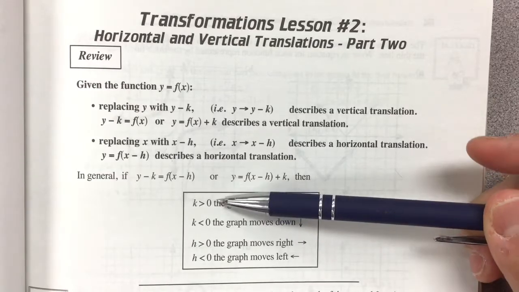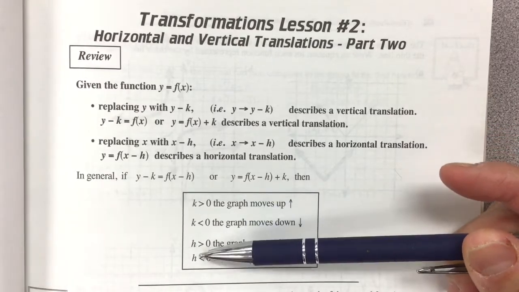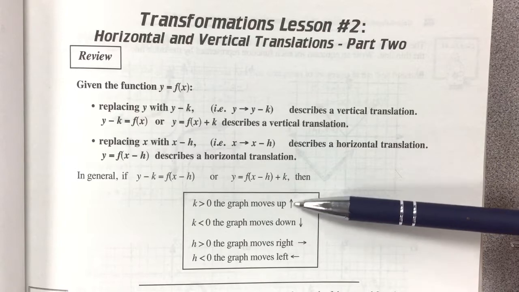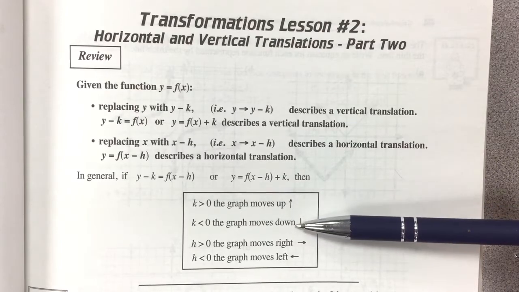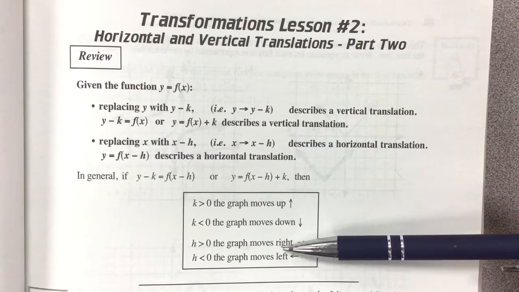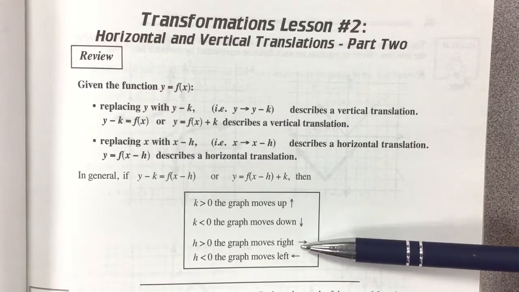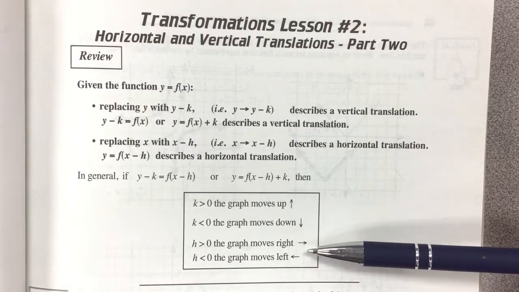And depending on the value of those k or h values, your graph is going to move up if they're greater than 0, and they'll move down if they're less than 0. And if your h values are greater than 0, they'll move to the right. And if your h values are less than 0, they'll move to the left.